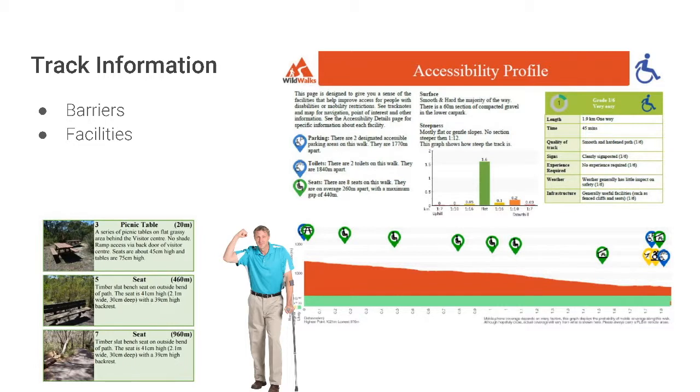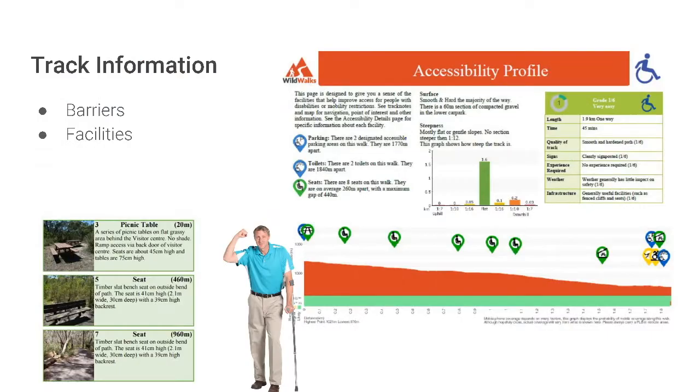You can still see that we use a wheelchair symbol. We haven't come up with a better symbol yet. Would love your feedback on that if you guys have other thoughts on that. But we kick off with this accessibility profile. And as you start to look through this, we're showing the slope, what the surface is like, how steep it is, and where key features are, like parking, toilets, seats, what the gaps are. And at a very quick glance, most people will be able to, from the accessibility profile, know whether or not this is a walk that's for them.